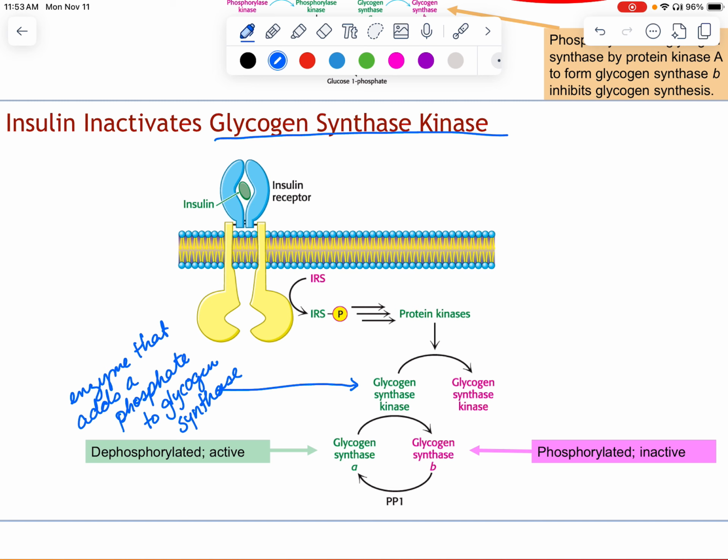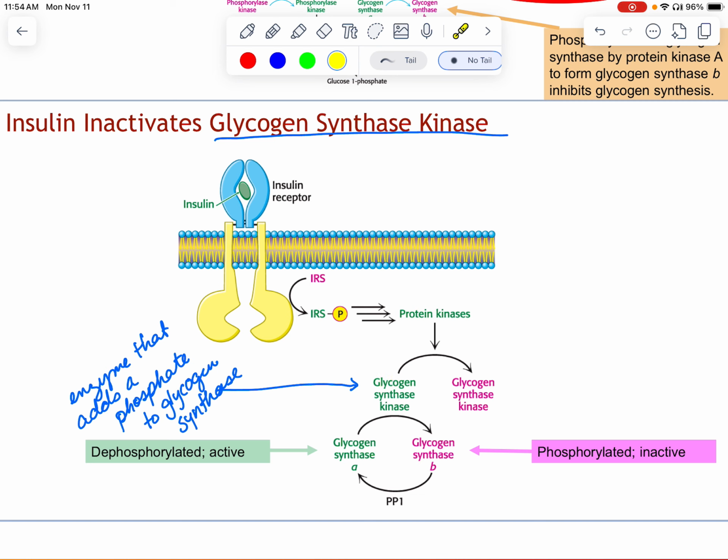If you think about it, when we have lots of insulin, do we have lots of glucose in our blood or not a lot? We have a lot of glucose. So if we have a lot of insulin, we want to be building our glycogen. So when we have lots of insulin, we want glycogen synthase to be active, which we know is the dephosphorylated piece. Well, glycogen synthase kinase is going to phosphorylate it. It's going to make it inactive. So we do not want this active.